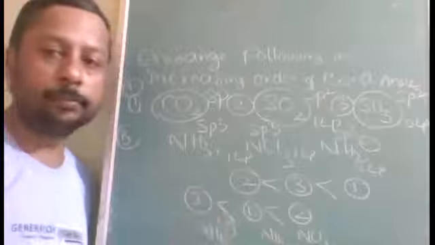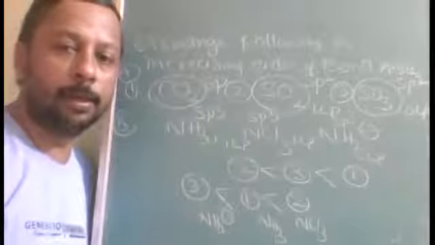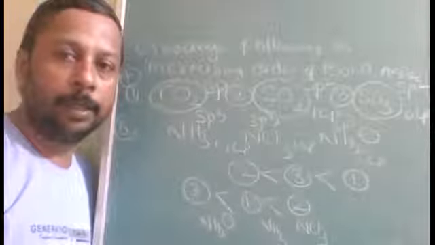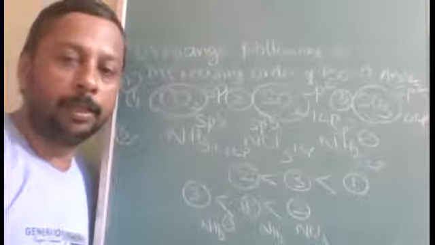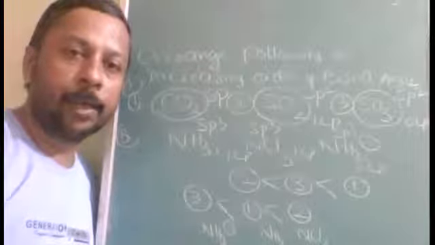Is that clear? Note down this order: NH2 minus, NH3, then NCl3. The largest bond angle will be of NCl3 because of minimum lone pairs and the maximum sized chlorine, bigger sized chlorine and only one lone pair. NH3 also has only one lone pair, but hydrogens are small.